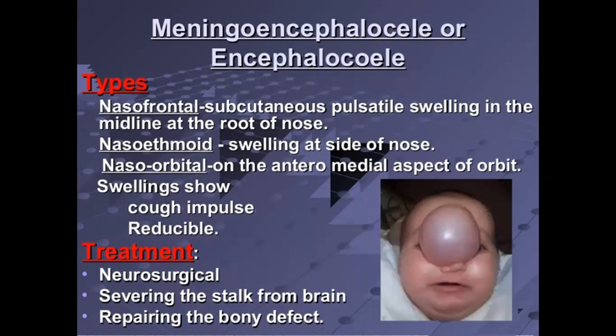Then nasoethmoid, here on the lateral side, along with the nasal bone and ethmoid bone where this union is there, swelling can be there on the side of the nose. Nasoorbital has communication with the orbit also. So failure of fusion of those bones can cause nasoorbital. It is reducible, as I told you. So treatment is again surgery. Surgically we can treat this.